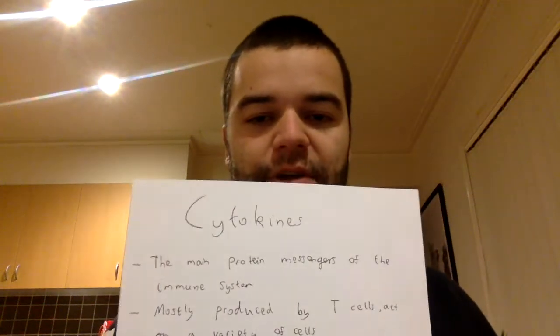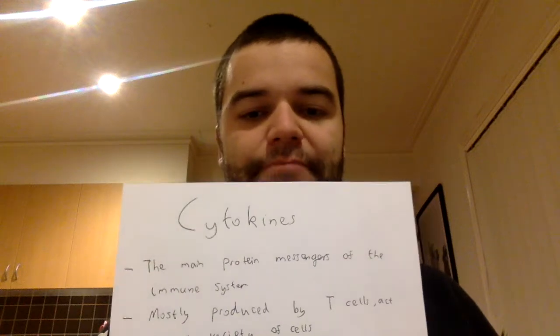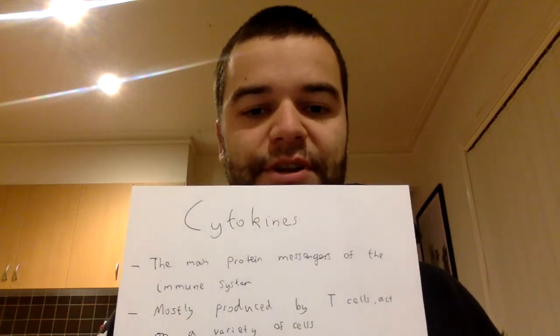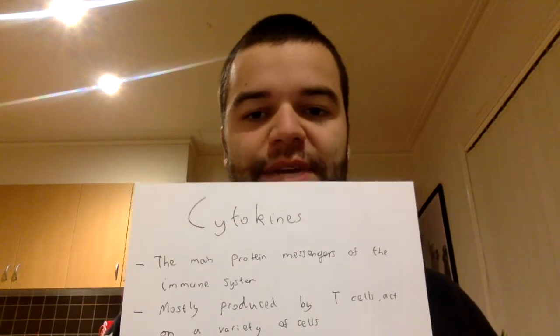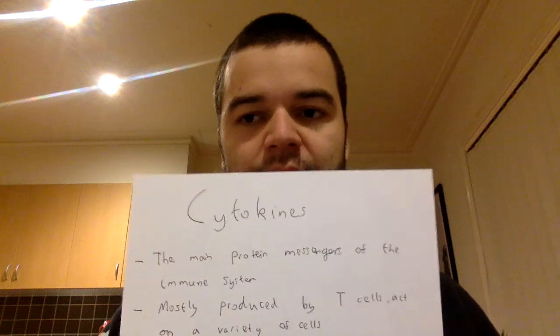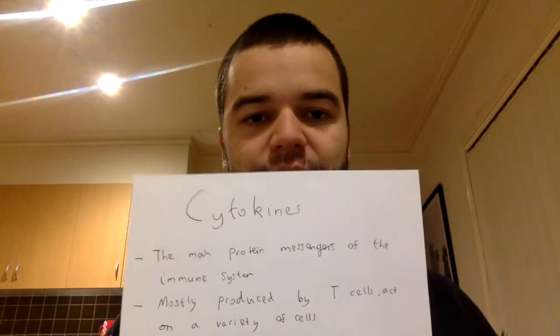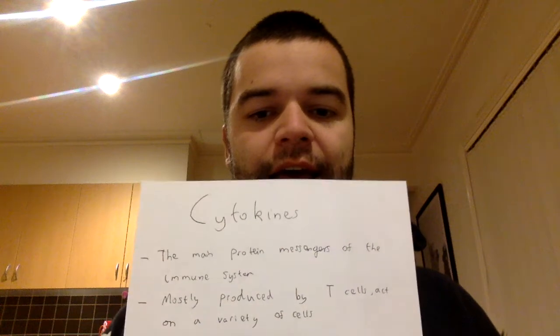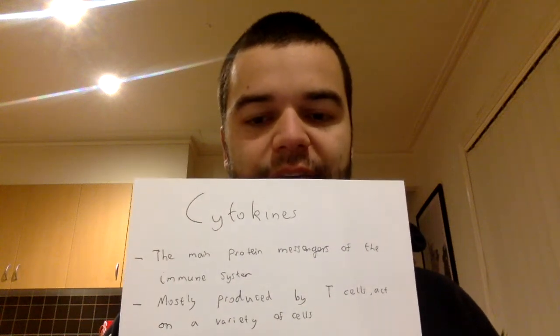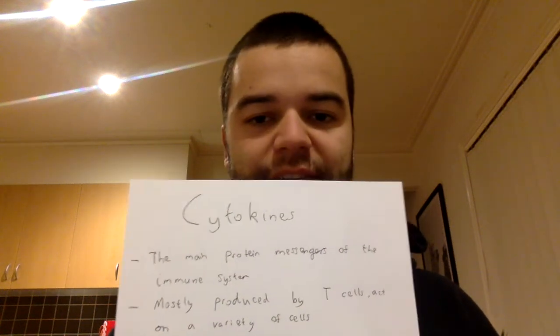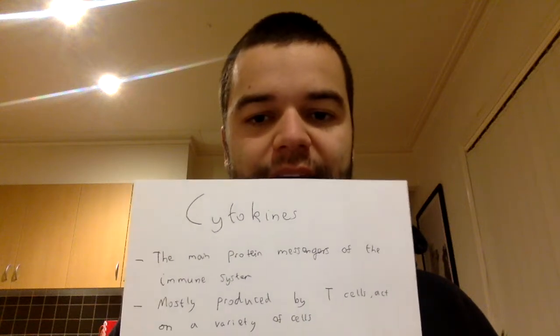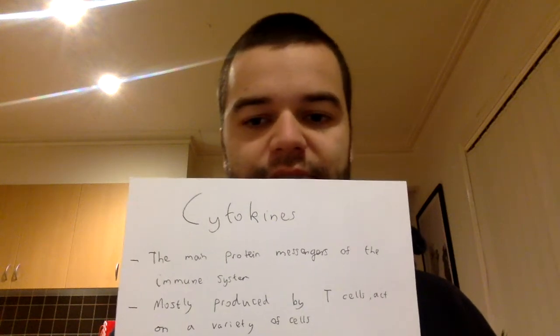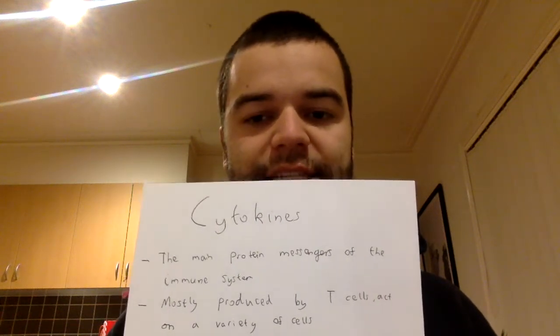So we touched on cytokines briefly when we were looking at signalling. They are the main protein messengers of the immune system. They send messages between various immune cells, helping them coordinate to fight infections. And they are mostly produced by T cells. They can be produced by other cells, but they are mostly made by T cells. We'll look at T cells briefly later on in this session.